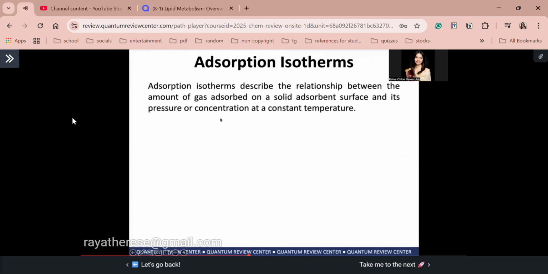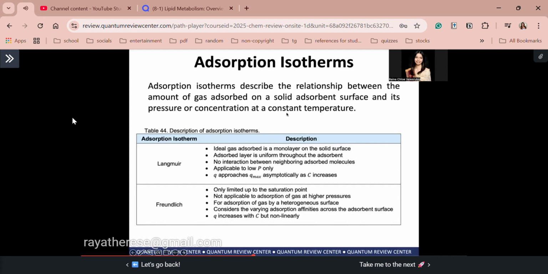Now, we have what we call the adsorption isotherms. The adsorption isotherms have been used extensively in research on environmental protection and adsorption strategies. These isotherms describe the relationship between the amount of gas adsorbed on a solid adsorbent surface and its pressure or concentration at constant temperature. Two of the most common approaches for determining a material's adsorption capacity are the Langmuir and Freundlich isotherms. Again, the goal of our adsorption isotherms is to determine a material's adsorption capacity. This table summarizes the basic description of our Langmuir and Freundlich isotherm.